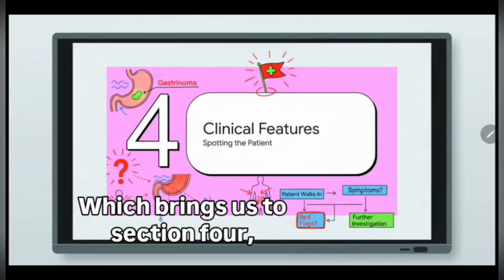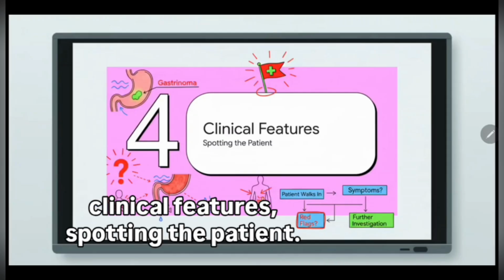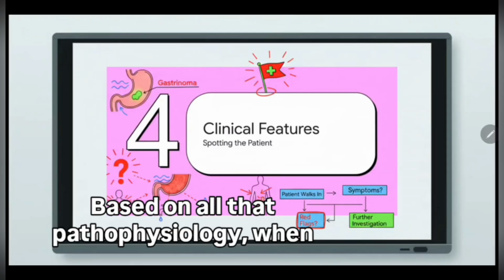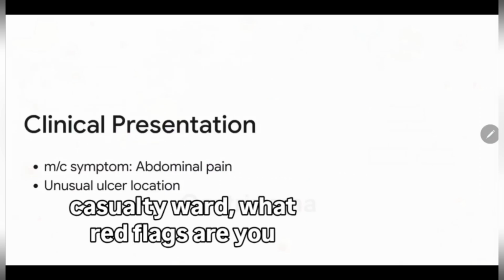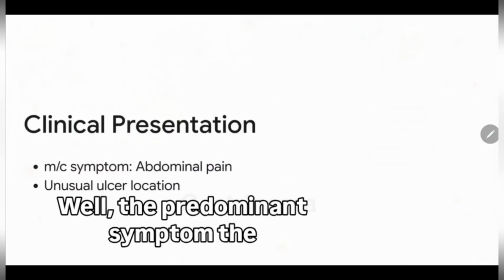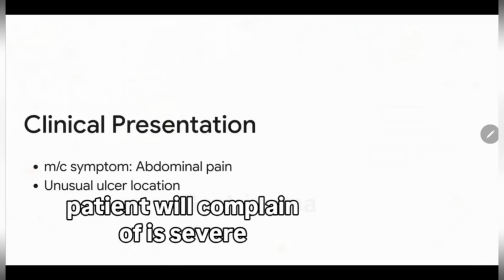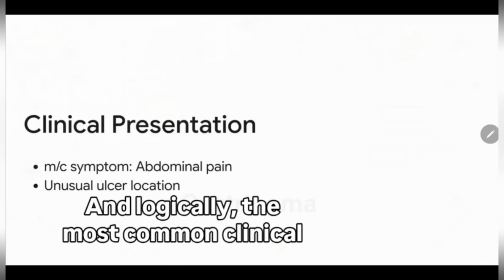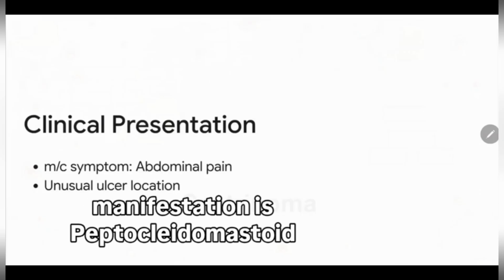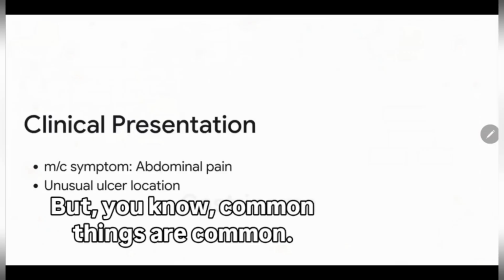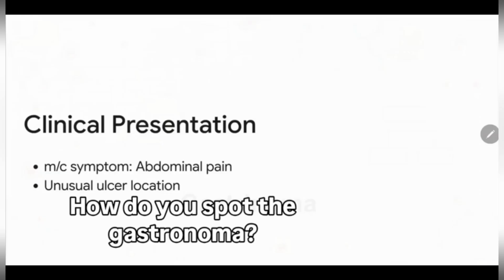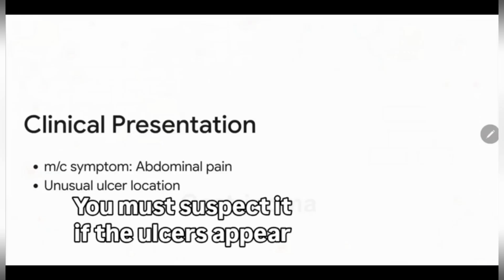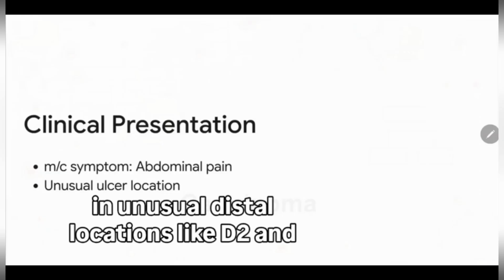Which brings us to Section 4. Clinical features, spotting the patient. Based on all that pathophysiology, when the patient walks into your clinic or the casualty ward, what red flags are you actually looking for? Well, the predominant symptom the patient will complain of is severe abdominal pain. And logically, the most common clinical manifestation is peptic ulcer disease. But common things are common. A lot of people have ulcers. How do you spot the gastrinoma? You have to look for the red flags. You must suspect it if the ulcers appear in unusual distal locations like D2 and beyond.